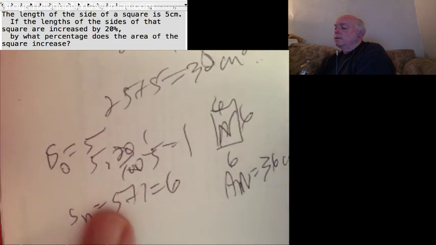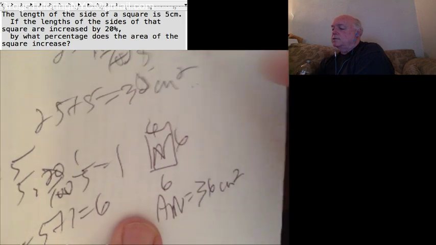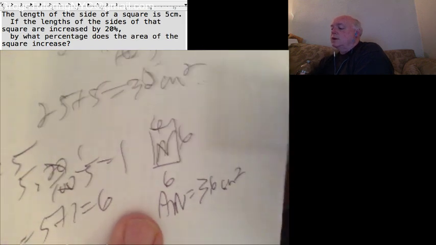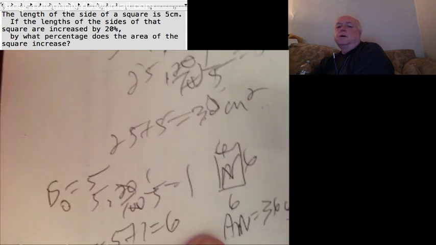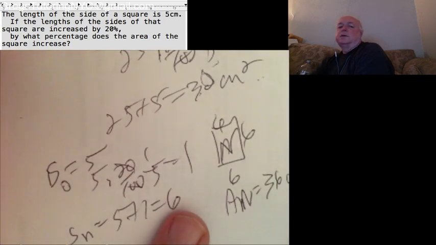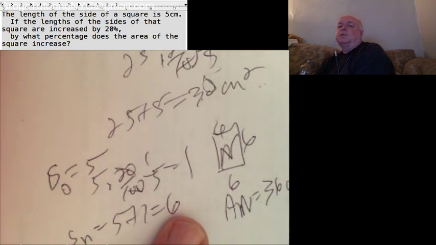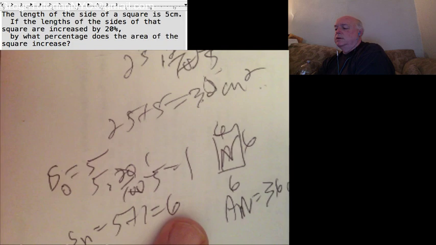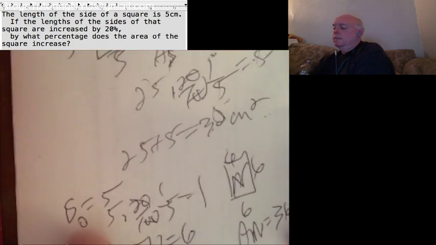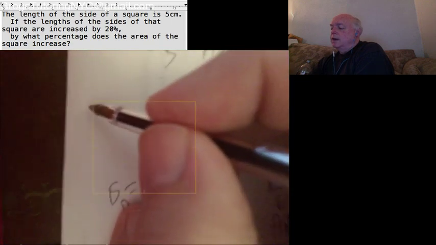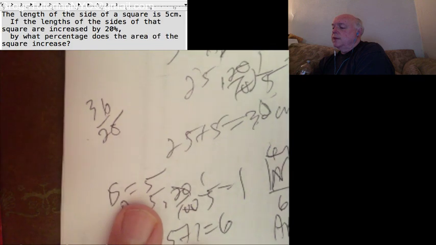Now we have a difference between the original 25 and the 36. The answer is not 25 or 36. It wasn't 30 either. The question is what's the percent increase? If the length of the side increases by 20%, what is the percent the area increases? So we basically have 36 over 25. We have to do that division.